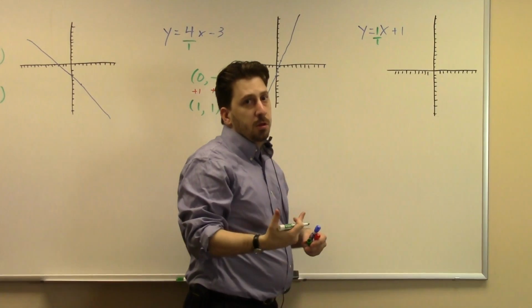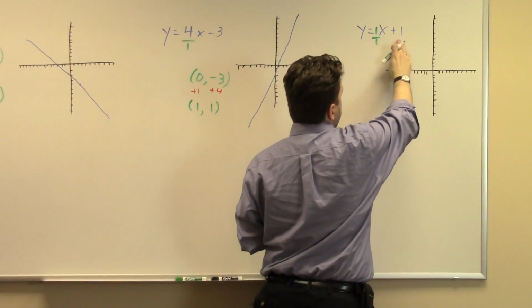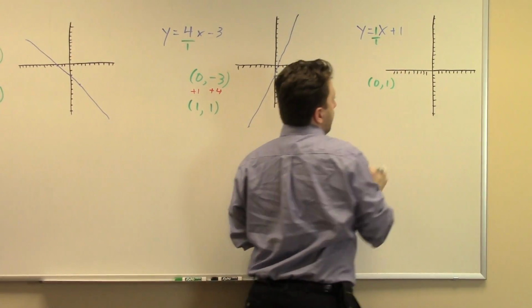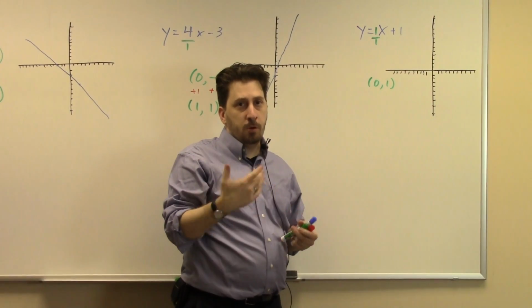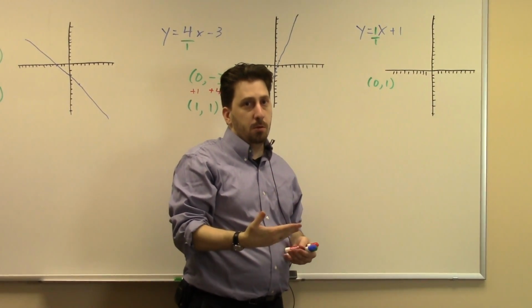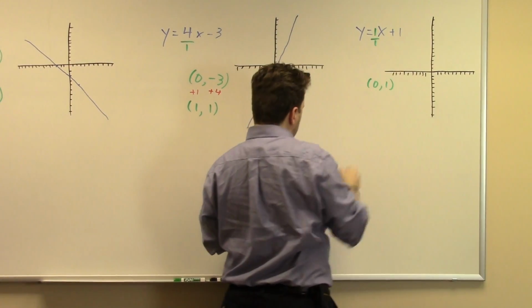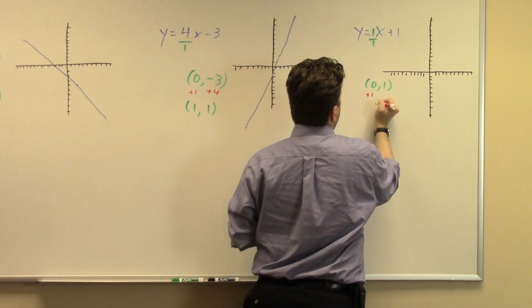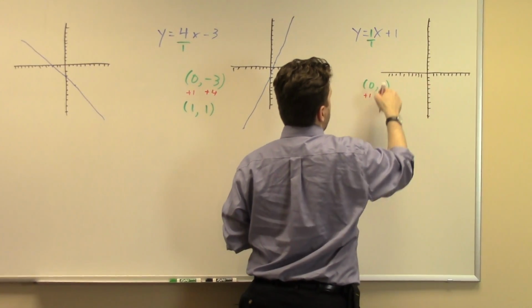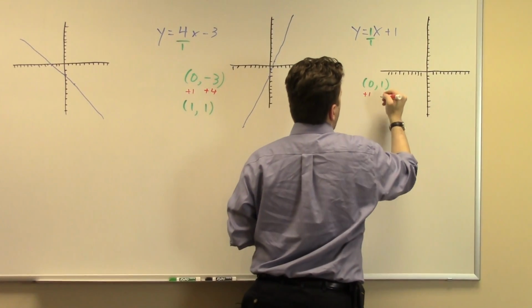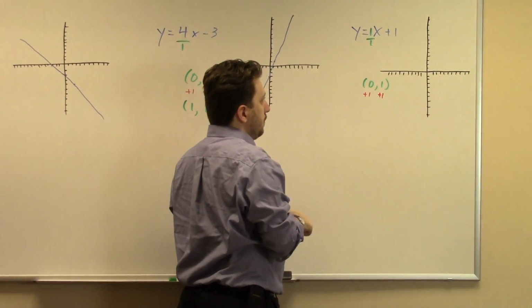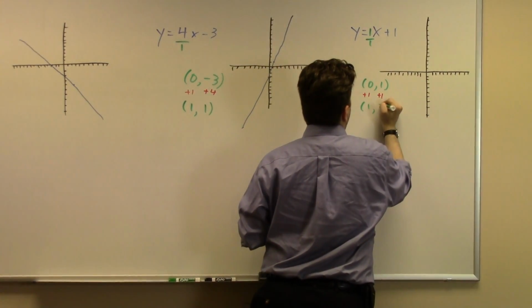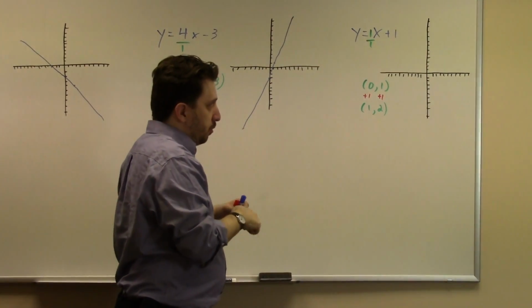So in this case, my b term, my constant term, is 1. And my y-intercept is going to be at (0, 1). So again, that x value for your y-intercept is always going to be 0. Okay? And your y value is going to be whatever that constant is. Now my slope is 1 over 1. So I want to add 1 from the bottom to the x. I want to add 1 from the top to the y. And that's going to give me the point (1, 2). So those are my 2 points for my graph.